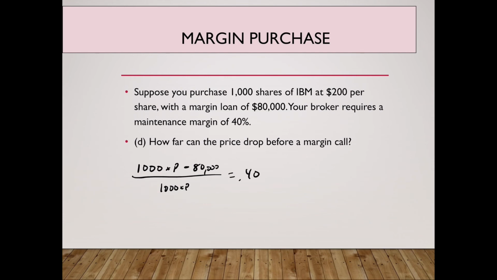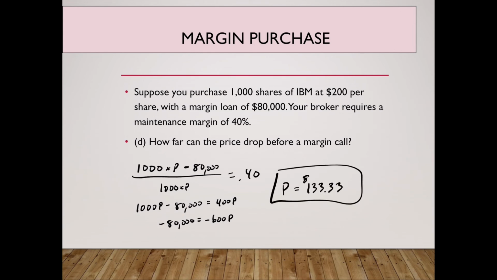So I multiply both sides by 1,000 P, so I get 1,000 times the price minus 80,000 equals 400 P, and I end up subtracting 1,000 P from both sides. I get negative 80,000 equals negative 600 P. Divide both sides by negative 600. The price could drop all the way down to 133.33, and anything lower than that would receive a margin call. So that's how margins work.